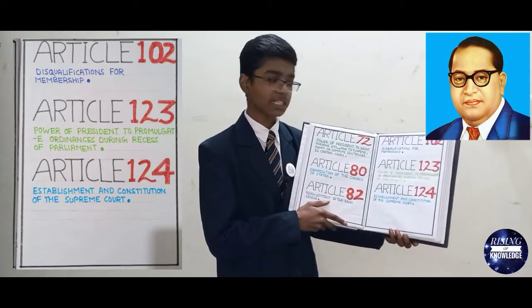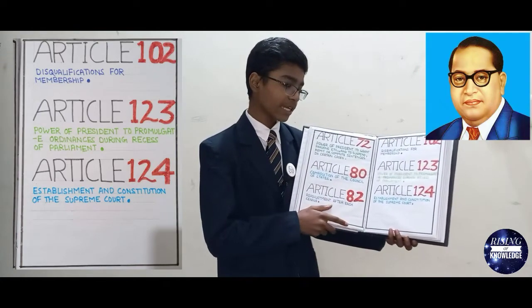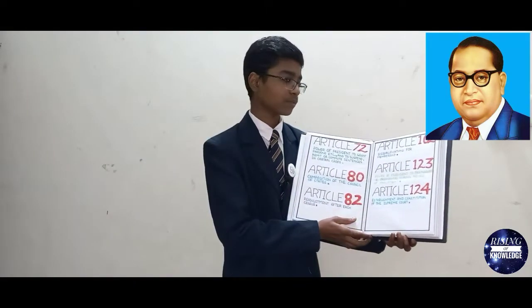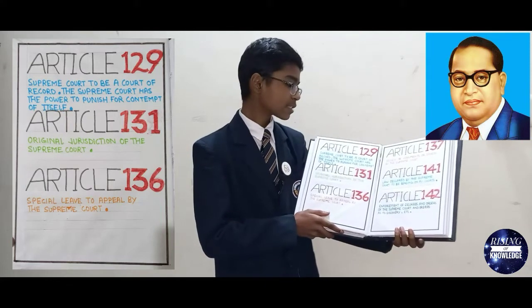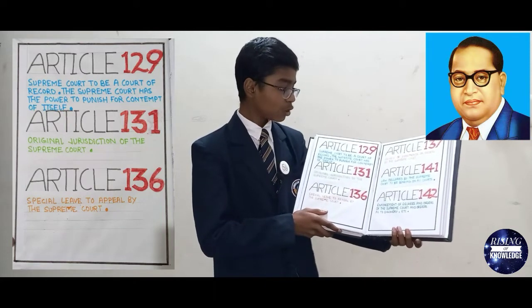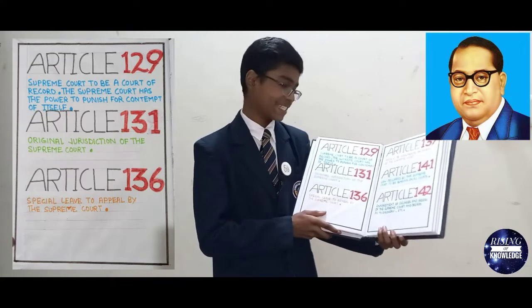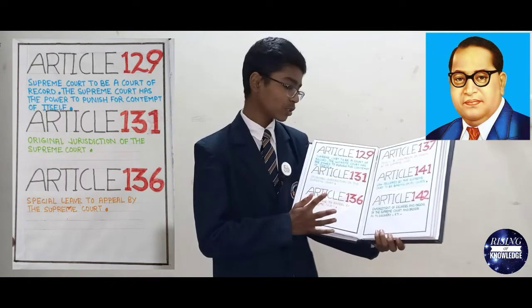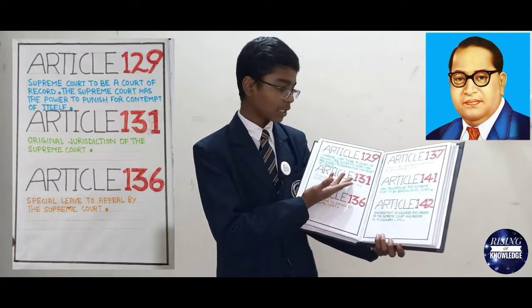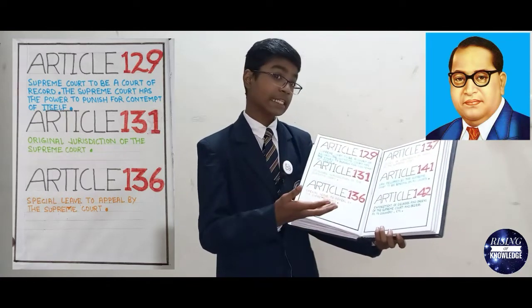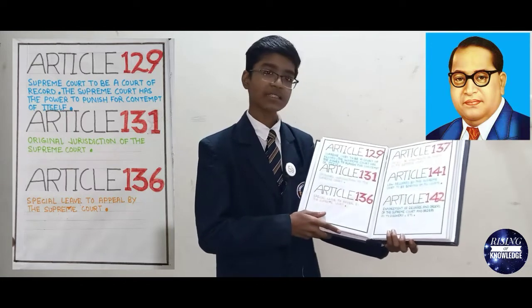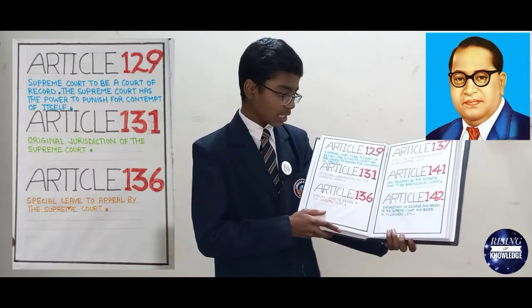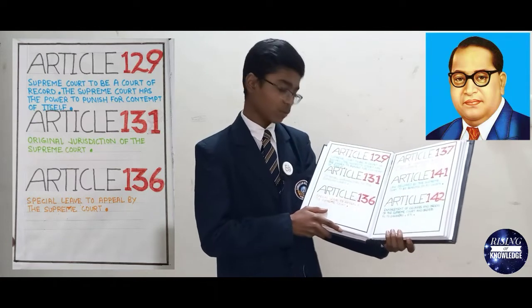Now moving towards Article 124, establishment and constitution of the Supreme Court. Article 129 says that the Supreme Court is to be a court of record, the Supreme Court has the power to punish for contempt of itself. This tells that if the Supreme Court does some contempt, they have the power to punish itself. Article 131, original jurisdiction of the Supreme Court.